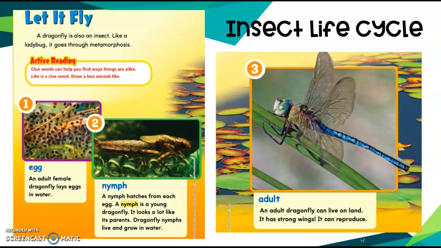Then it goes to the nymph stage. A nymph hatches from each egg. A nymph is a young dragonfly. It looks a lot like its parents. Dragonfly nymphs live and grow in water. Then it goes to the adult. An adult dragonfly can live on land. It also has strong wings. It can reproduce.